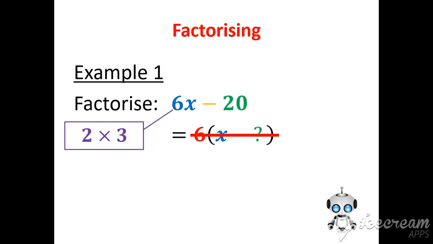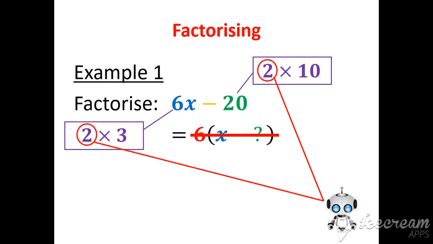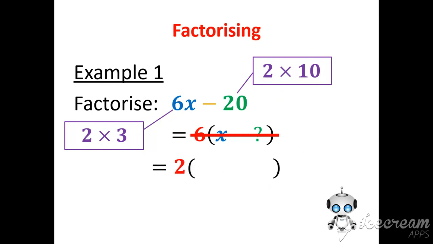Well, 6 is made up of 2 times 3. It's also made up of 1 times 6, but we're going to pick 2 times 3. 20 is made up of 2 times 10. It's also made up of 4 times 5, but we're picking 2 times 10. We're picking these two factors because we're looking for this common factor. In fact, it's the highest common factor between 6 and 20. If you go back to your number stuff and look at the highest common factor, that's what we're finding. So 2 is the number we're taking out the front of the brackets.